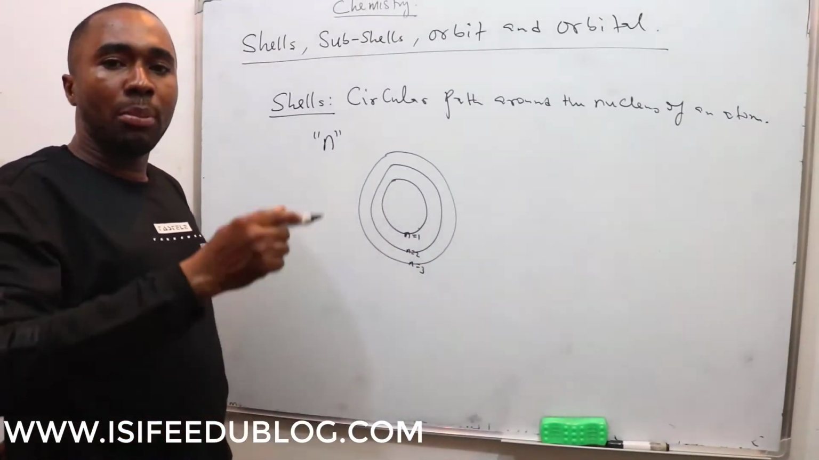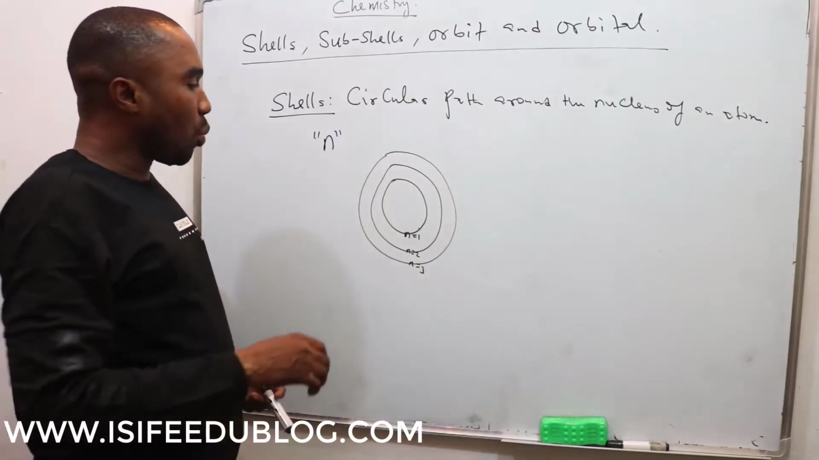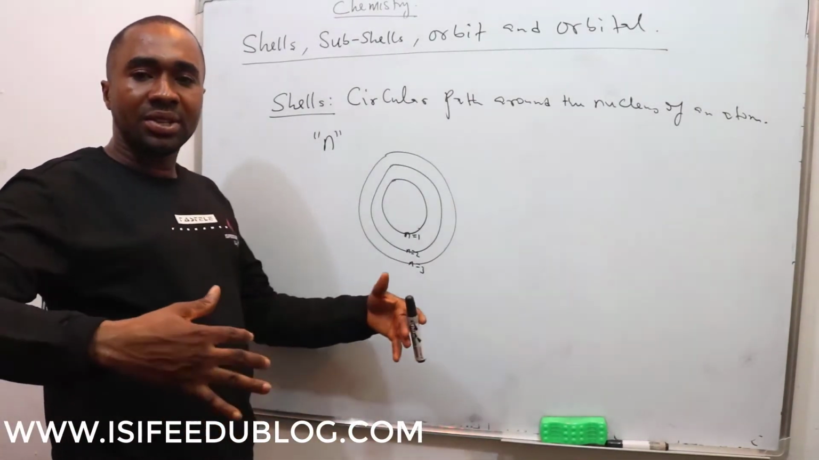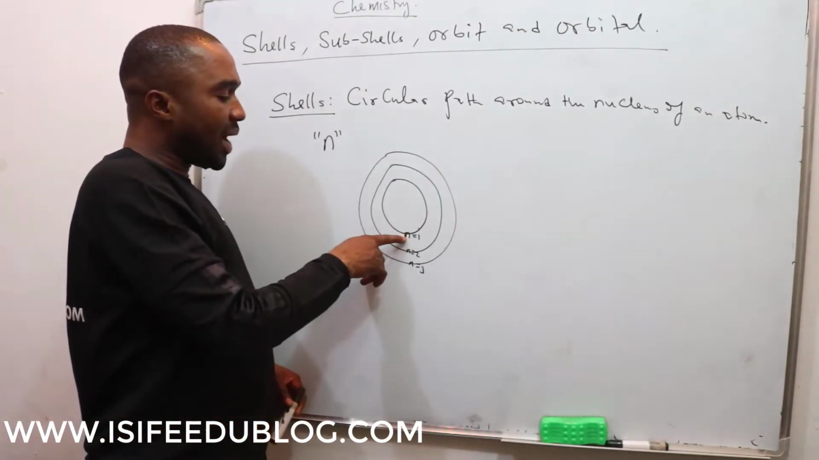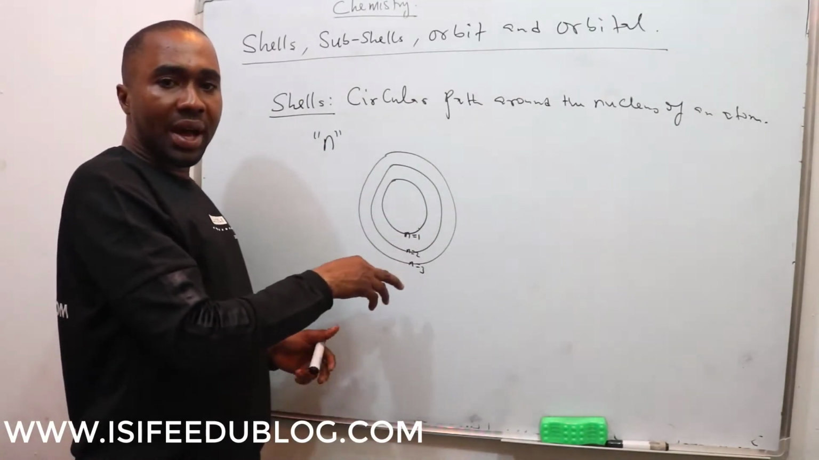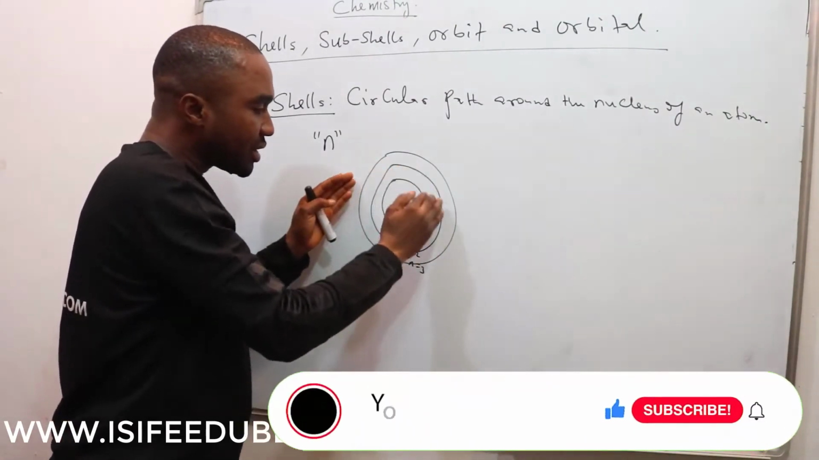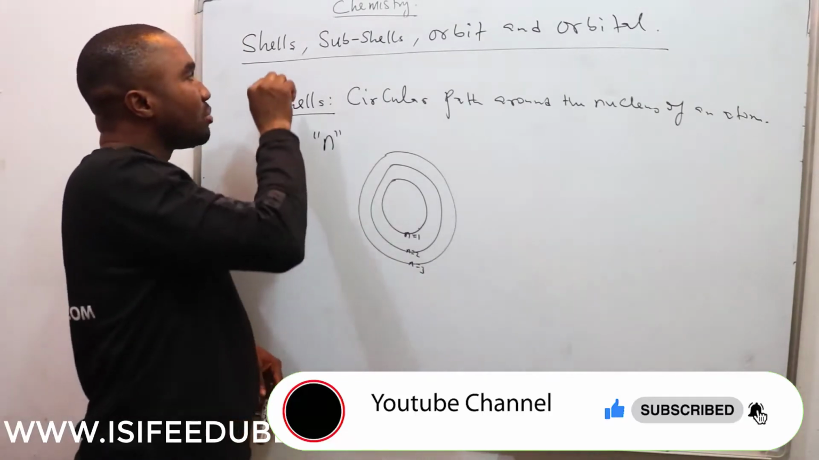The more the number of the shell, the larger the size of an atom. So what determines the size of an atom is the shell. If the shell is increasing, the size of the atom is also increasing. An atom that has one shell will be smaller than the one that has two. The one that has two will be smaller than the one that has three. So the more you increase the shell, the more the size of the atom increases. That is the meaning of shell.